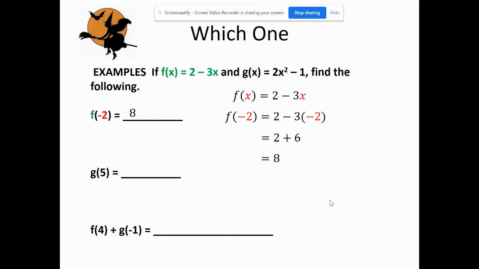So where do I put the 5? Does it go in the first function? Or no, it goes in the second function because notice that's a g. So I'm going to put the 5 in the g function. So I'm going to go up here. I'm going to wrap my problem.